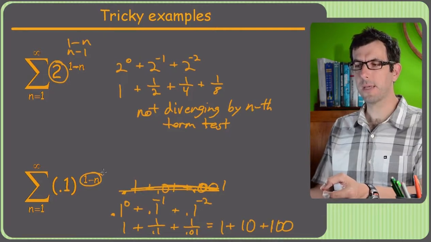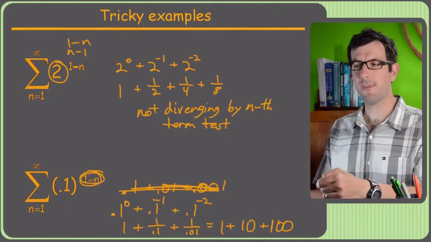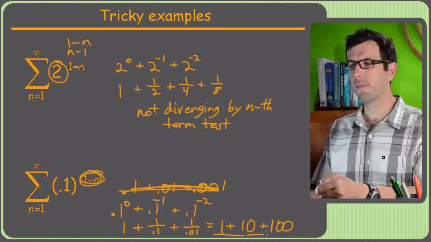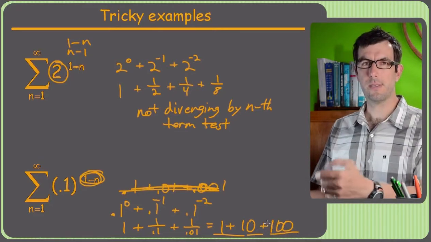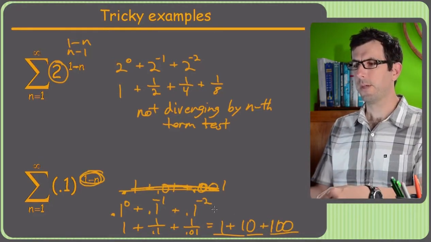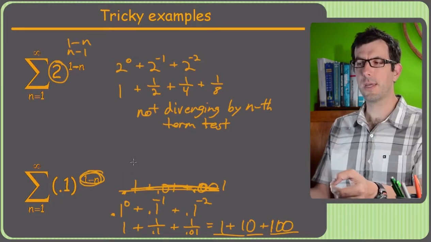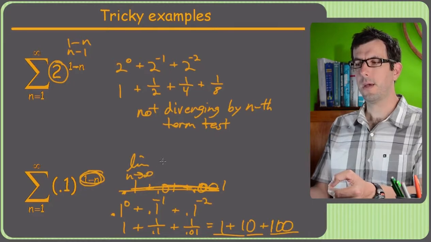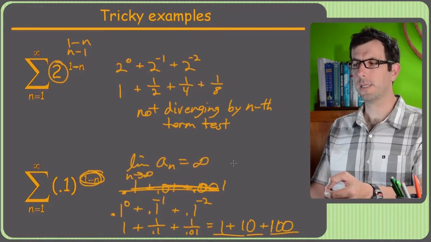So it turns out that because the n has a negative sign in front of it, these terms get really big really fast. And this is going to definitely diverge super quick. So the limit on this one, if you're using the nth term test, the limit as n approaches infinity of a sub n is actually infinity. It diverges.